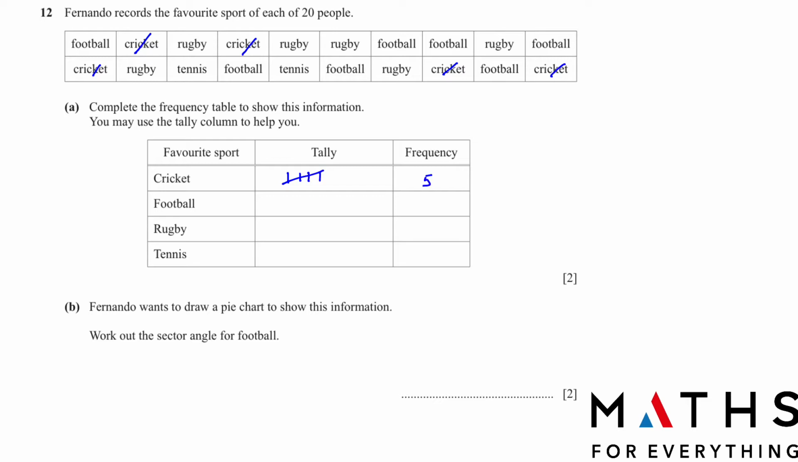So that is 5. Now football is 1, 2, 3, 4, 5, 6, 7. So the tally will be 1, 2, 3, 4, 5, 6, 7. Now for rugby, we have 1, 2, 3, 4, 5, and 6. So 1, 2, 3, 4, 5, and 6. And tennis is 1 and 2.